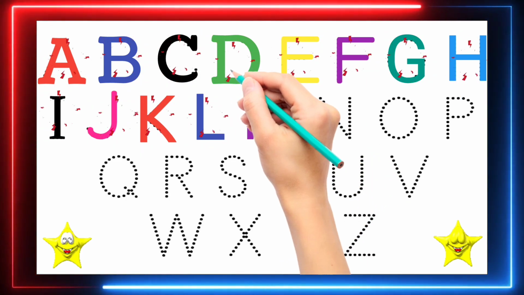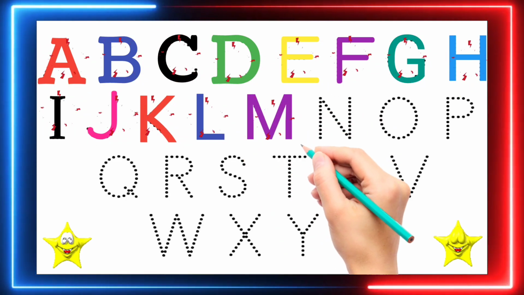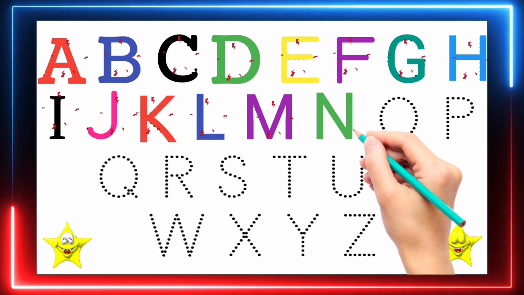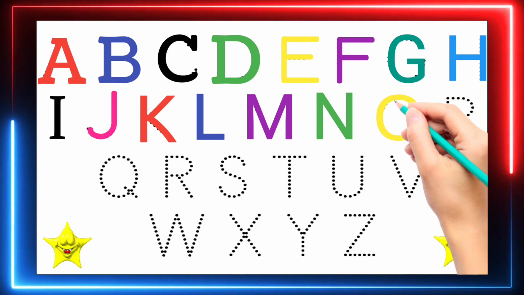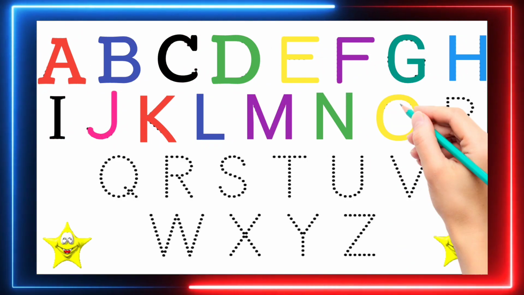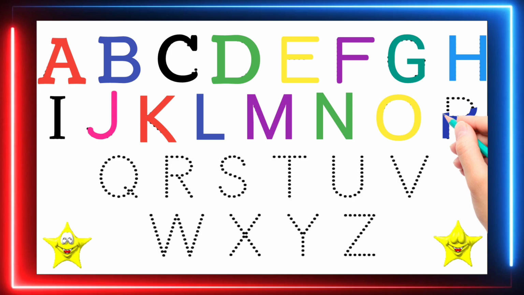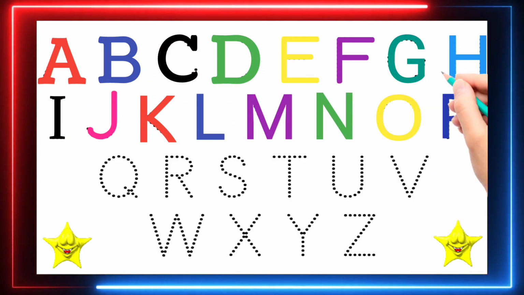M. M for monkey. N. N for nest. O. O for orange. P. P for parrot.